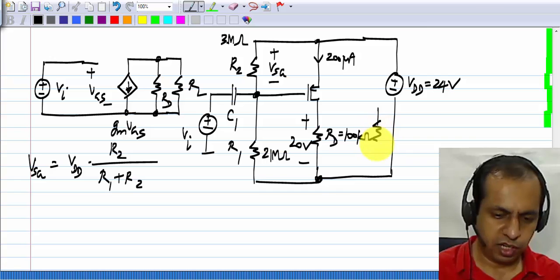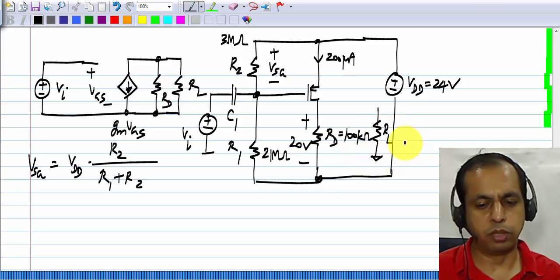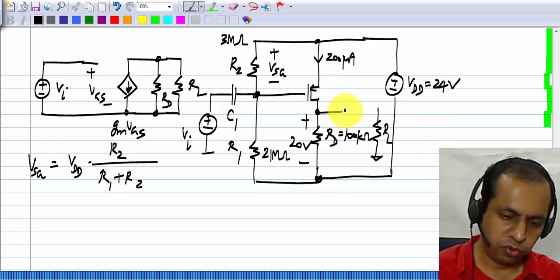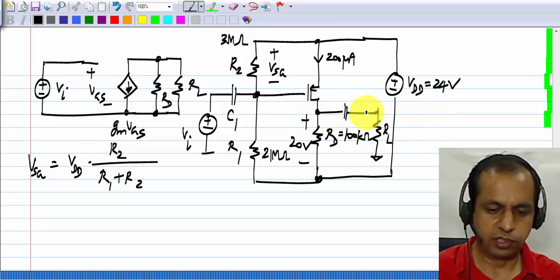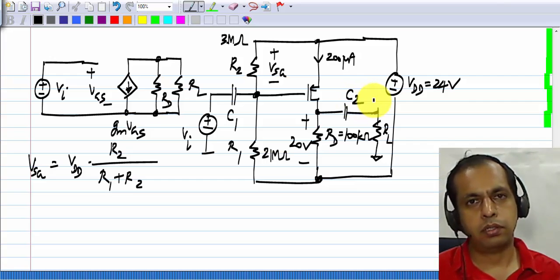Similarly, the load resistance RL, which has to be ground reference, that is, its one terminal has to be ground, is AC coupled to the drain of the transistor. Okay. This is C2. Okay.